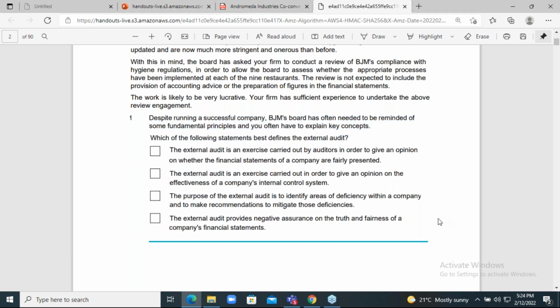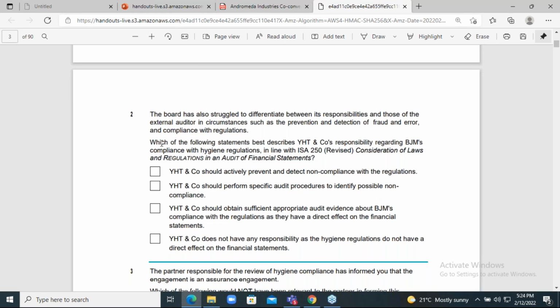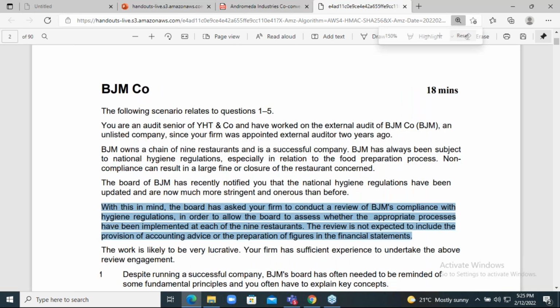Now let's move to another question to understand some more tricks like this one. Now this is question number 2 and this is very important, from ISA 250. If you want to read the data, now this is the data. Now this paragraph is relevant to question number 2. Kindly read this paragraph and then we will go back to these options to understand another trick of the examiner.